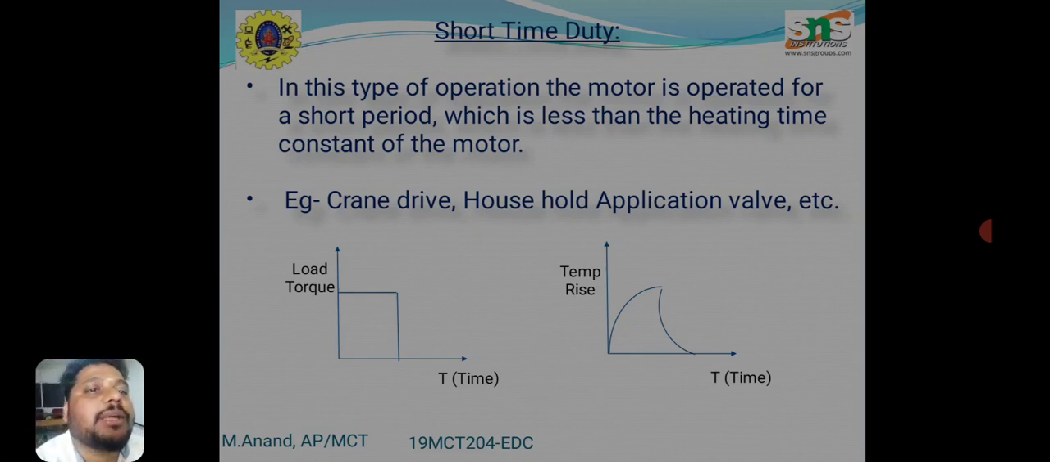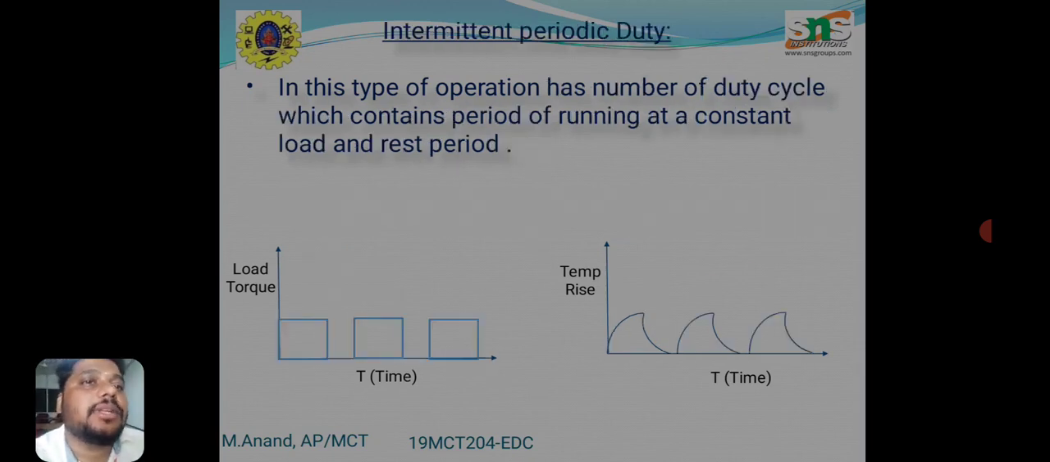Here we see in the temperature rise graph that the motor operation is reduced or turned off before it reaches the maximum point of temperature. And then intermittent periodic duty. This type of operation has a number of duty cycles, each containing a period of running at a constant load and rest periods. See the time graph and load torque graph. We have intermittent running conditions, and likewise intermittent switch-off conditions. Likewise, the temperature also increases and decreases.